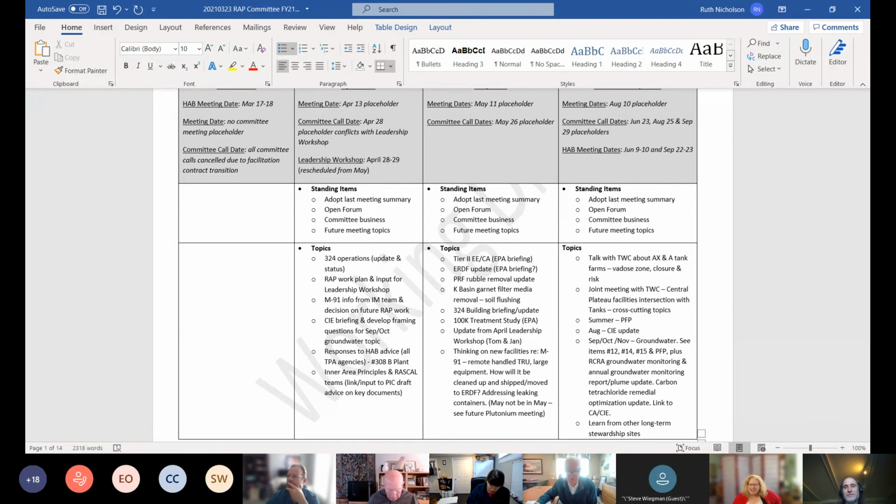The key question is what are the DOE plans to get the plutonium out of the tanks and shipped to WIP? Bob, are you still here? I think he might have left. Oh, okay. I was going to put him on the spot.